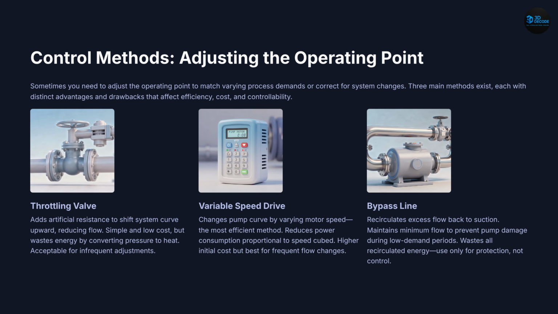Slide 13, control methods. To control flow, you can use throttling valves, variable speed drives, or bypass lines. Throttling is simple but wastes energy. Variable speed drives are the most efficient method because they adjust the pump curve itself. Bypass lines are used only for minimum flow protection.